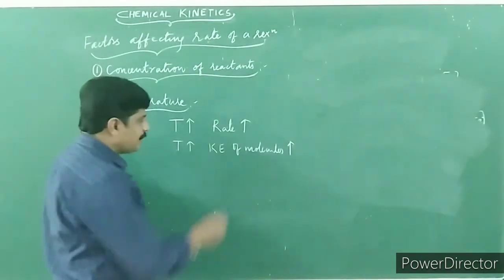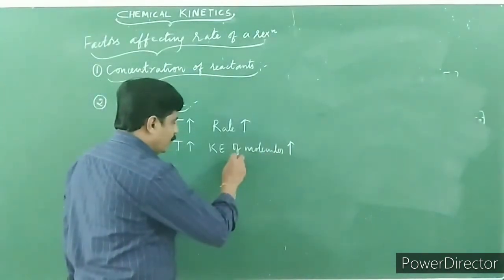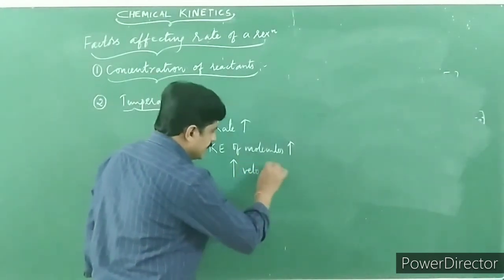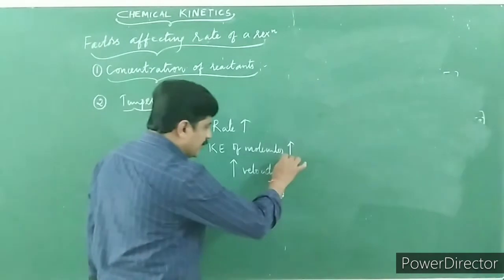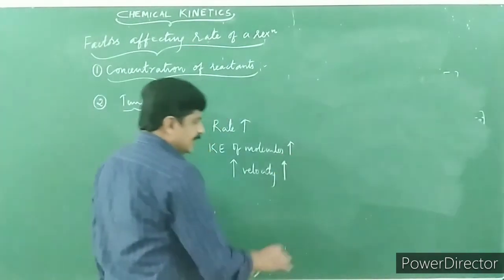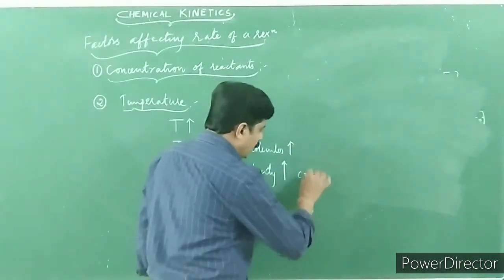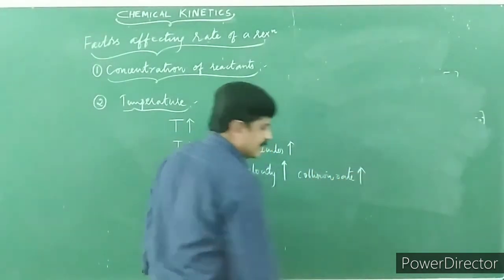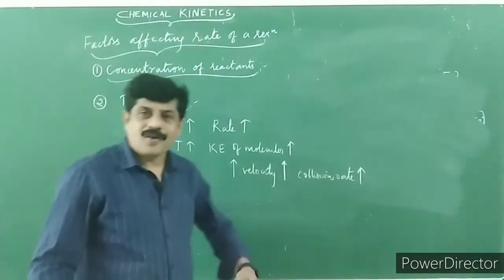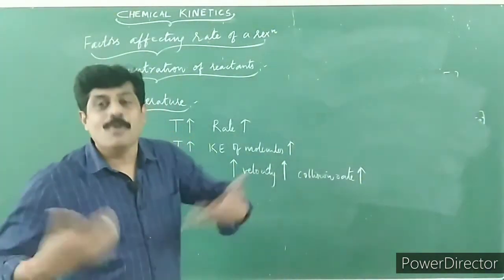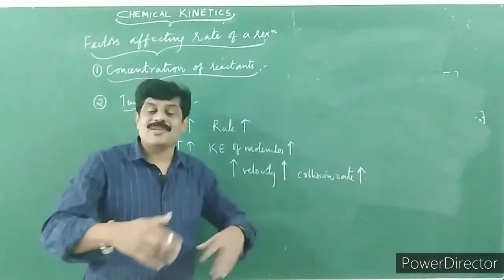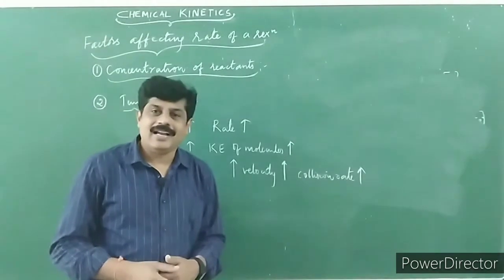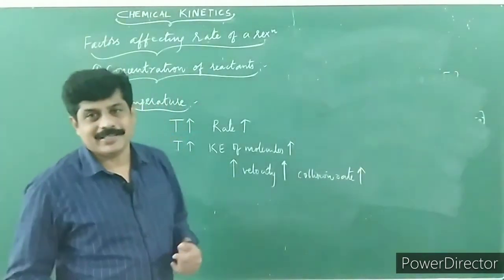When the kinetic energy of the molecules increases, the velocity of these molecules increases. When the velocity of these molecules increases, children, the collision rate also increases. That means the number of collisions per unit volume will be more, as the velocity of the molecules increases with increase in temperature. Because of that, the rate of a reaction also increases.